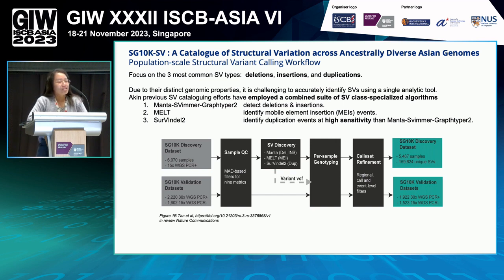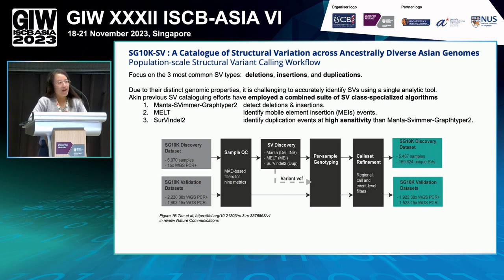For the SG10K SV project, we started by calling only the three most common structural variation types: deletions, insertions, and duplications. These three structural variation types have very different genetic properties, and therefore it is very difficult to identify all three of them using a single analytic tool, unlike single nucleotide polymorphisms.